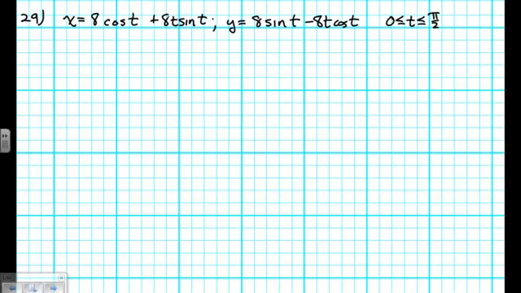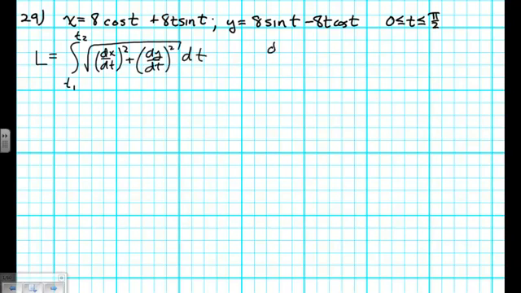In this problem from section 10.1, we're trying to find the arc length for this curve on that particular interval for t. Let's remind ourselves that the arc length is the integral from t1 to t2 of the square root of (dx/dt) squared plus (dy/dt) squared dt.